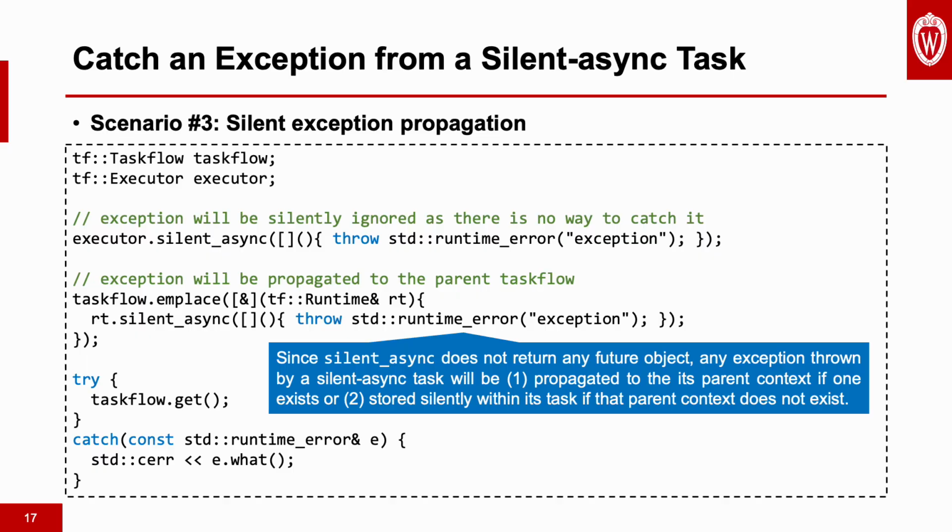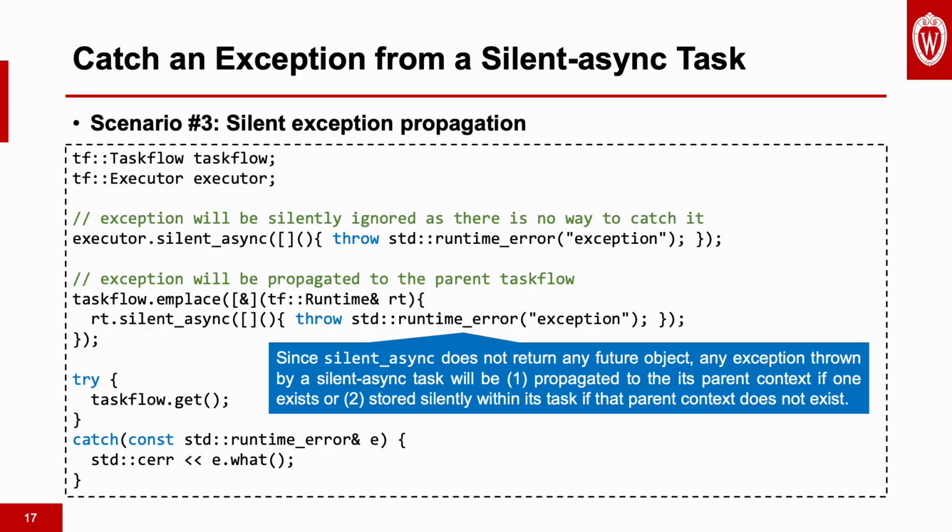The next example is catching an exception from a silent async task. Since silent async does not return any future object, any exception thrown by a silent async task will be either propagated to its parent context if one exists, or stored silently within its task if that parent context does not exist. For example, the first silent async task does not have any parent context, so its exception will be silently ignored as there is no way to catch it.